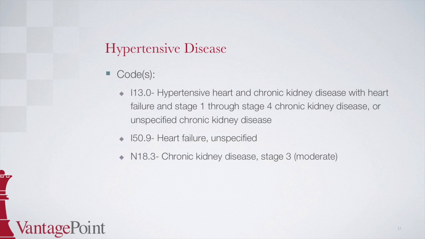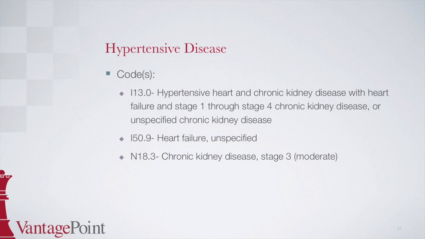When you confirm this code in the tabular, there are 2 notes which state, use additional code to identify type of heart failure, which is category I-50, and use additional code to identify stage of chronic kidney disease, N18.1 through N18.4 and N18.9.